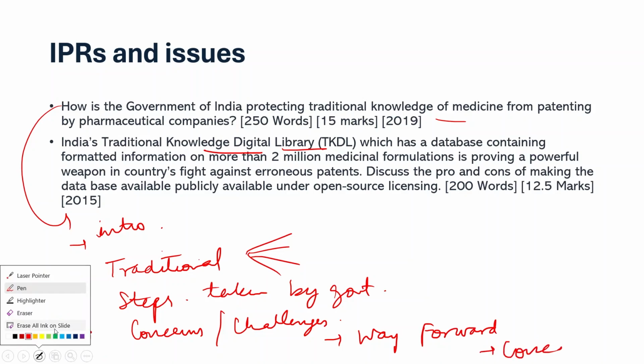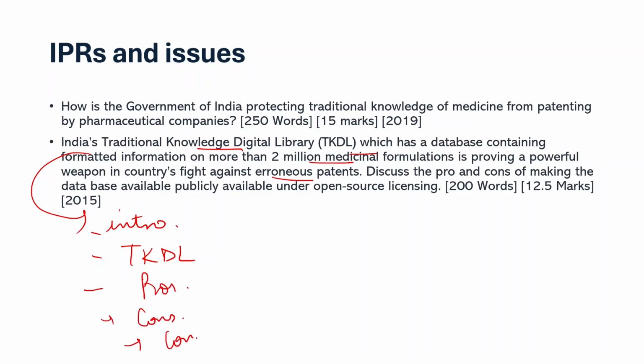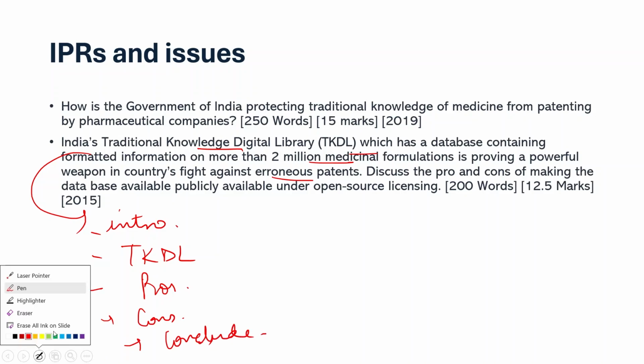Okay. Similarly, in the next one, first you have to write about the features of the traditional knowledge digital library, right? Because the first line of the question is dedicated to the traditional knowledge digital library. So you will write about this, then you write about pros of this digital database and cons of this digital database, and then you conclude. All right, this is simply how you write.